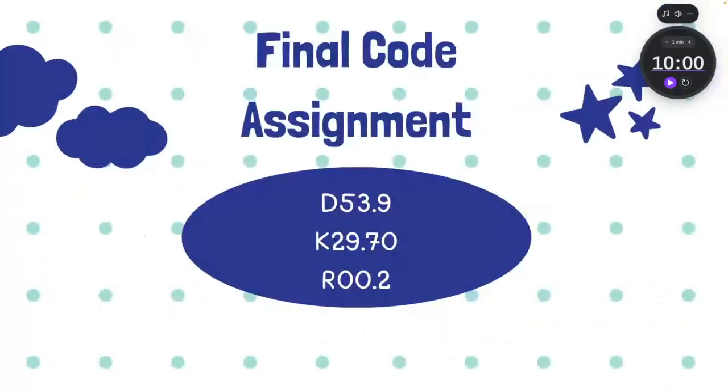All right. So the codes for this scenario, we have the anemia sequenced as the principal diagnosis, D53.9. We have the gastritis, K29.70. And then we have our palpitations, R00.2. I want to pause to see if there are any questions in the chat.